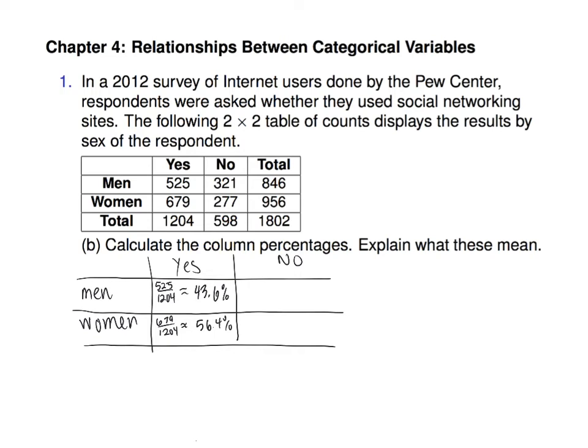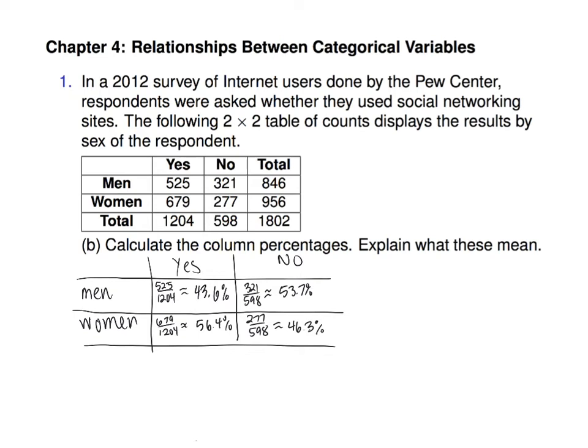Now, of the no's, 321 of the 598 no's were men, which is about 53.7%. And of the no's that were women, it's 277 over 598, which is 46.3%.